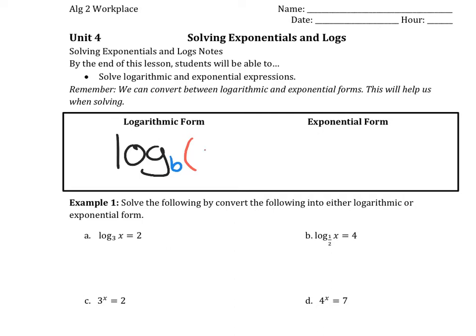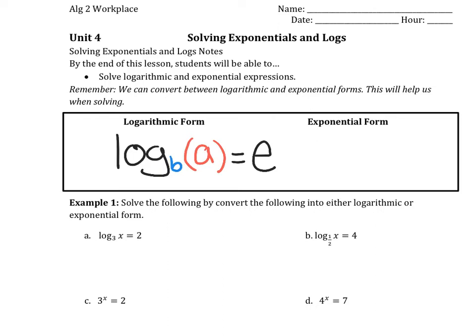Actually, I'll use a because that's what I used before. Of something, of an expression, of a number. There's going to be something that you're taking the log of, and then it's going to equal something else. Again, it could be an expression, it could be a number. Okay, so that's log form.